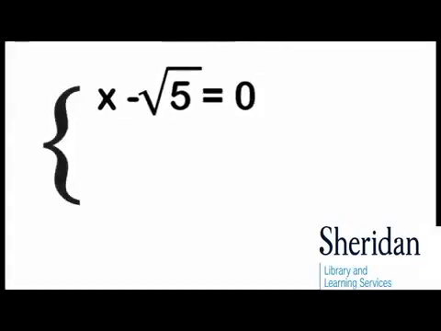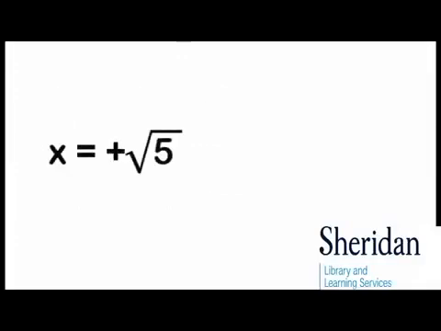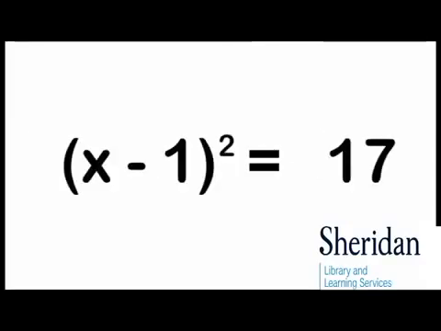Now we set x minus square root of 5 equal to 0 and x plus square root of 5 equal to 0. For both of these equations, we isolate x and get that x is either equal to square root of 5 or x is equal to minus square root of 5. Now, let's do an example question.